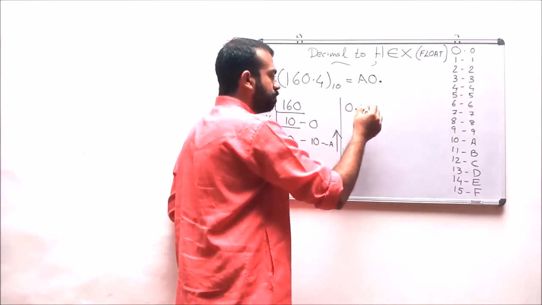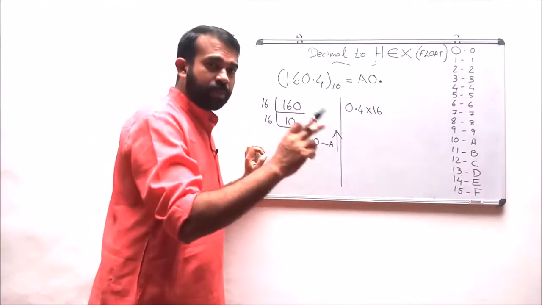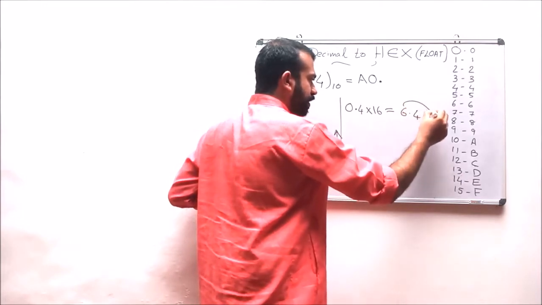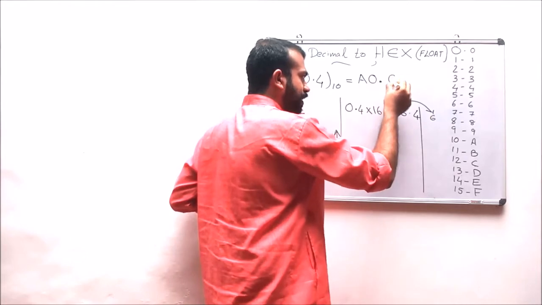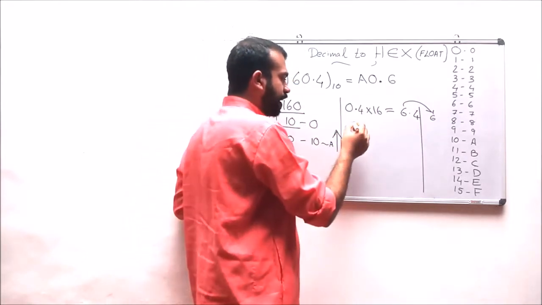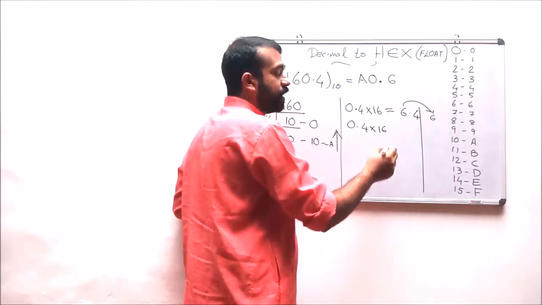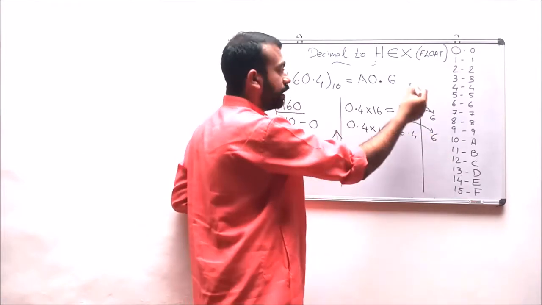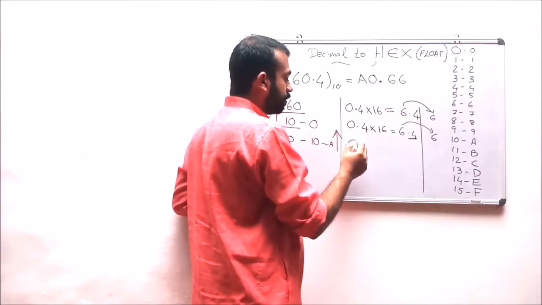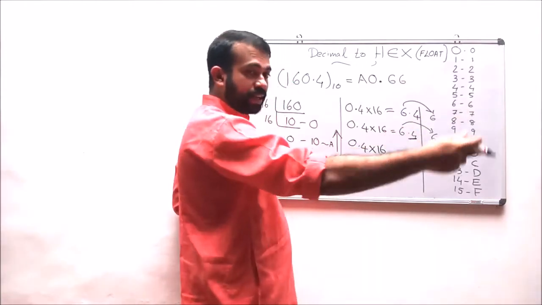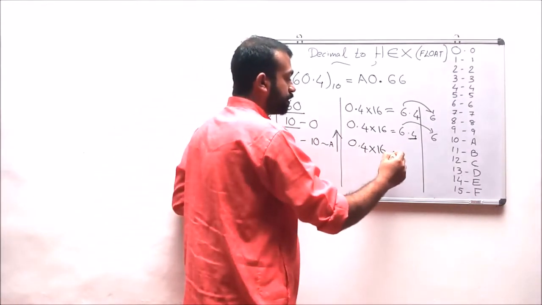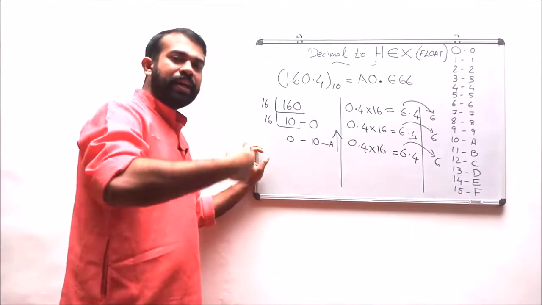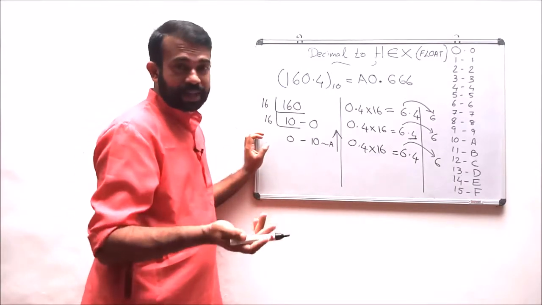In the second portion, we consider 0.4, and this 0.4 is multiplied with the radix value 16. So 0.4 into 16 will be 6.4. This 6 is taken to the result portion, and the rest of the fraction is again multiplied with the radix value 16. Again 0.4 into 16 will result in 6.4. The 6 is taken to the result, and the remaining portion is considered again for the next step. This step will continue any number of times, and we can stop at 3 decimal places.